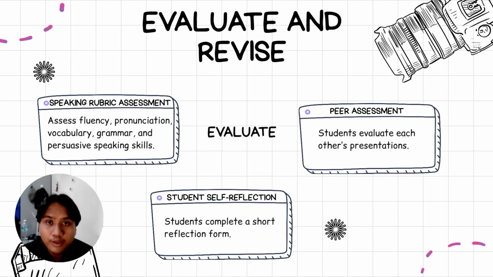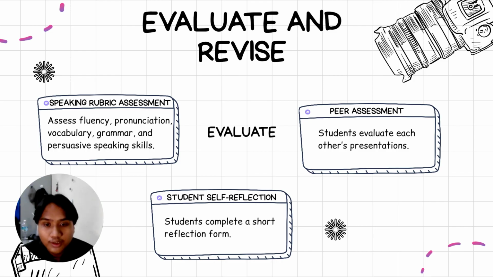All right, the final part will be evaluate and revise. For the evaluation stage, we suggested three ways for Ms. Sarah to evaluate her students. The first one will be speaking rubric assessment. Ms. Sarah can use a rubric to assess her students' fluency, pronunciation, vocabulary, grammar, and also persuasive speaking skills. And she can also check whether her students can give opinions and also support those opinions with reasons.